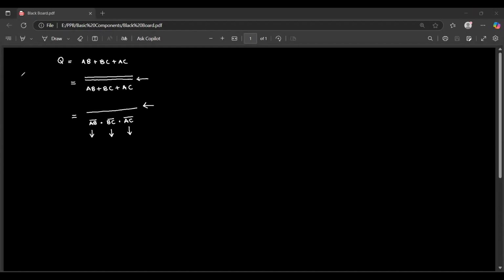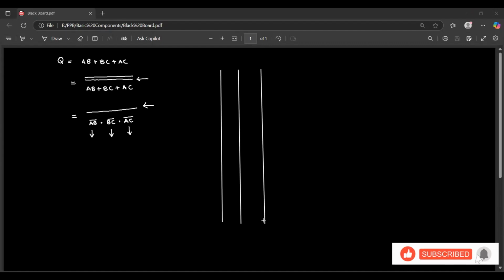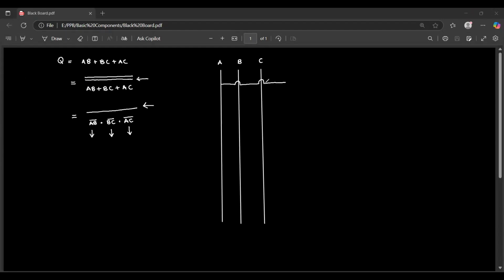So let's draw this now. We have the signal lines for A, B, and C. First of all, let's get AB whole thing bar. So let's have A and B sent through a NAND gate. Okay, so this is the NAND gate.